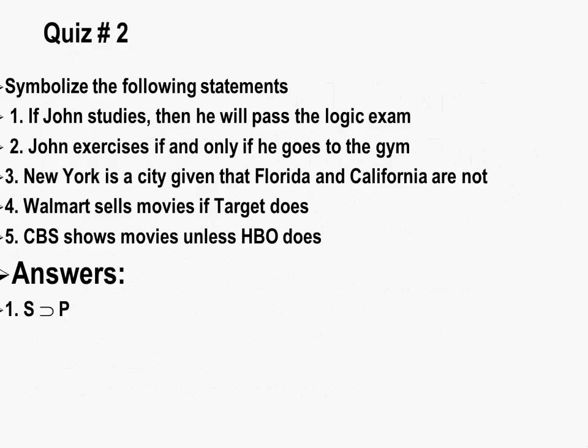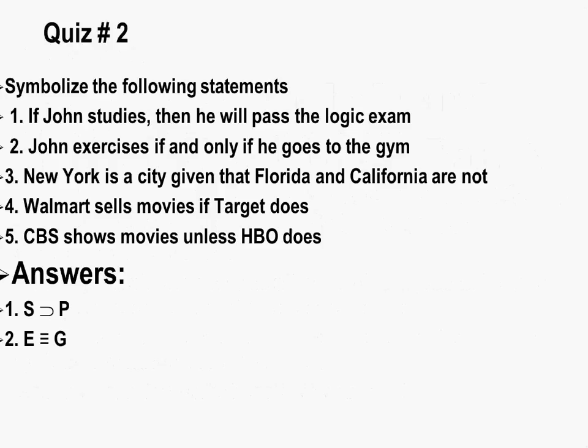Okay, so number 1 is basically a straightforward implication, right? If we let John studies be symbolized by S, and we let he will pass the logic exam be symbolized by P, then we have S horseshoe P, which is how we symbolize an implication. Number 2, notice that there's the if and only if in the middle. John exercises if and only if he goes to the gym. Remember that the if and only if is a triple bar, so that would look like this. If we let John exercises be symbolized by a capital E, and he goes to the gym be symbolized by G, then this would be the appropriate symbolization, right?